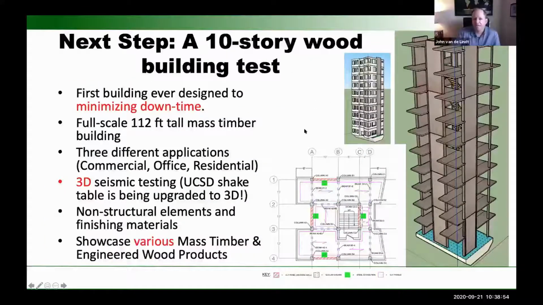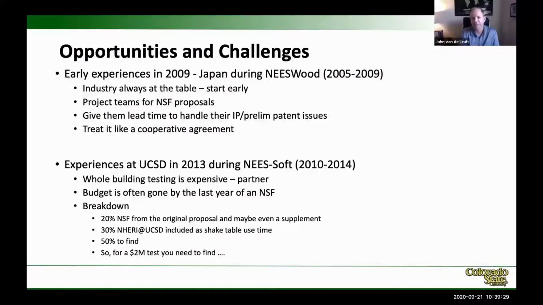So the next step, as I mentioned, is this 10-story wood building test. It's essentially the first major shake table test that we're aware of designed to minimize downtime. And so we're looking at very specific approaches with the various university as well as industry partners. And in doing that, we're developing time to functionality fragilities, which are allowing us to do this. And so I'll jump ahead just to talk about this before I run out of time.